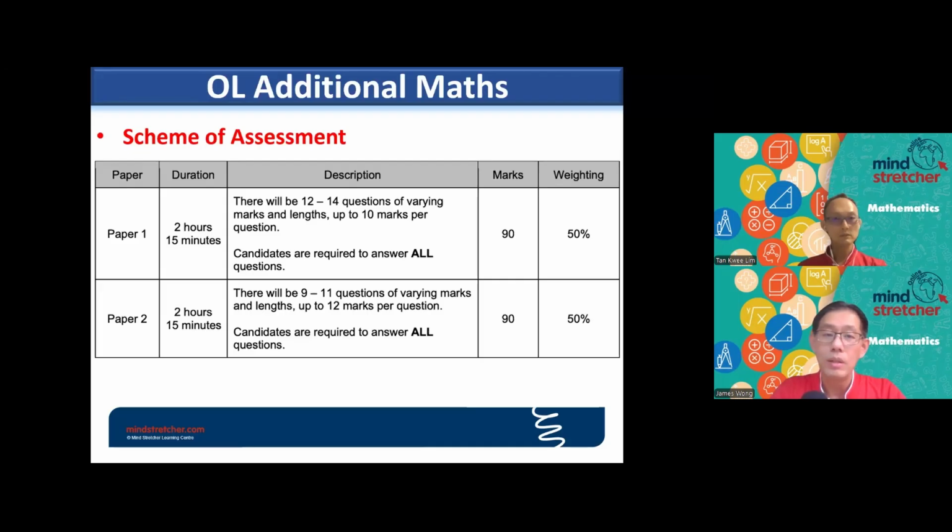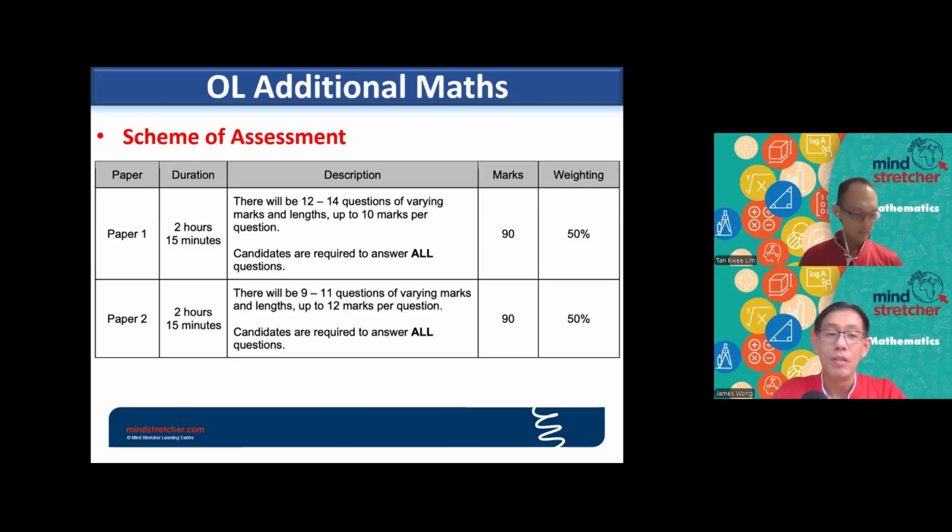So for paper 1, these are typically the shorter questions. Okay, it ranges over the years. If you look at the past 10-year series, you will see that typically it's about 12 to 14 questions. And the marks are also slightly smaller. The max is maybe 10 marks per question. But that is typically the number of questions. And candidates don't have a choice. You have to answer all the questions in paper 1.